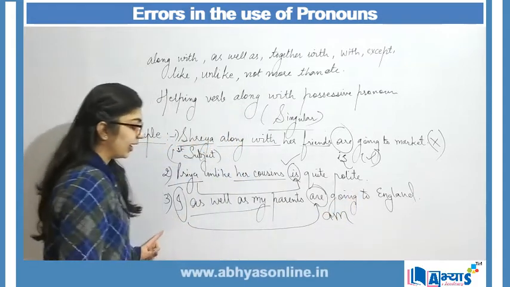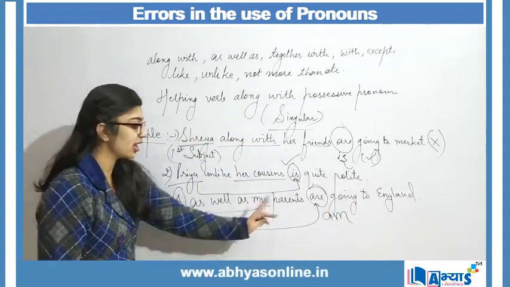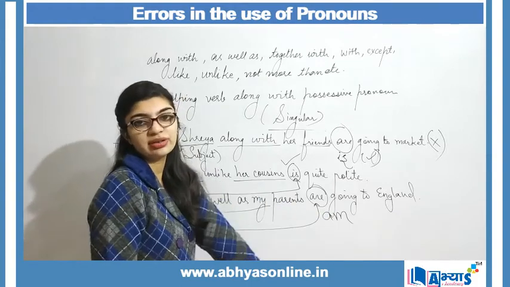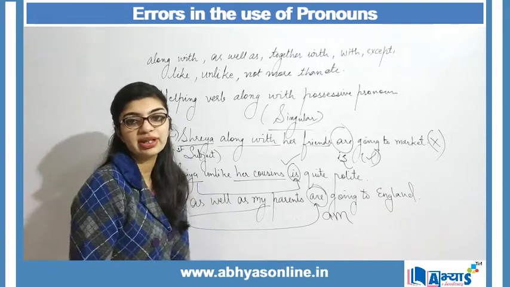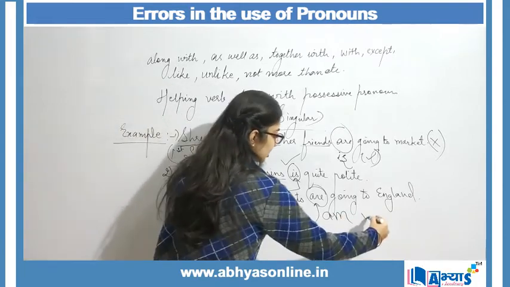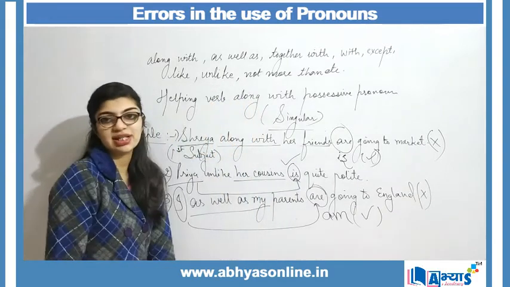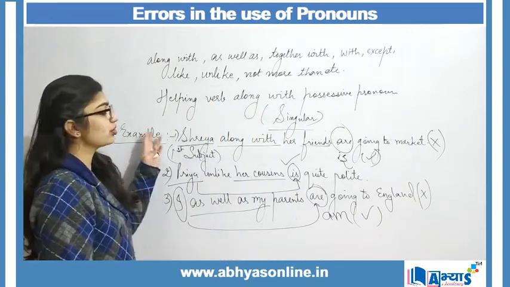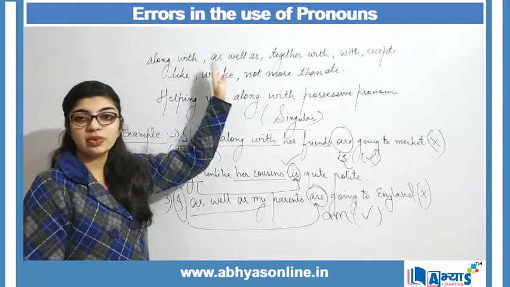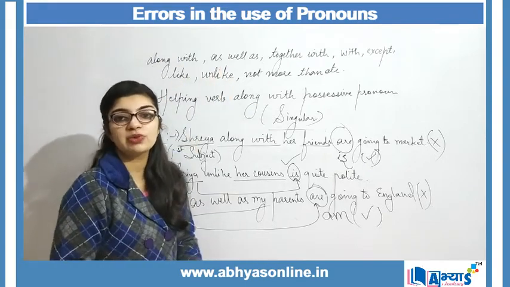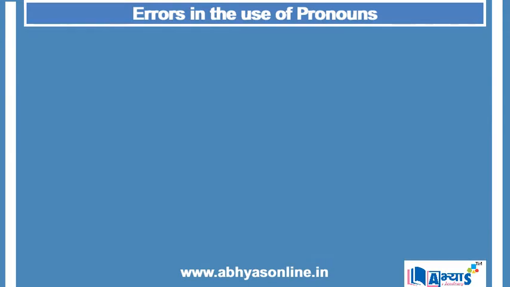I along with my parents, or as well as my parents, am going to England. "I, as well as my parents, am going to England." This is the correct sentence and this is my wrong sentence. So here we are talking about all these words. Along with these words, we will always make use of a singular helping verb.